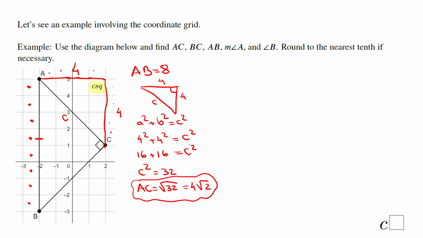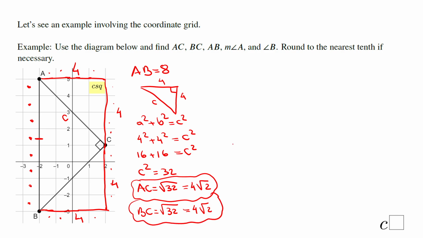And now let's move to BC. For BC, if you notice, we can do this triangle, but what do we notice here? 1, 2, 3, 4. 1, 2, 3, 4. So BC, if you do the math, is going to be the same as AC. No reason to do it. It's going to be 4 square root of 2.